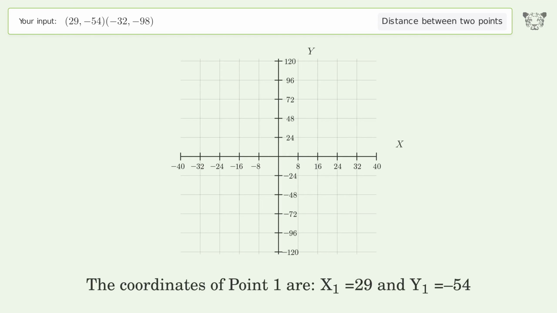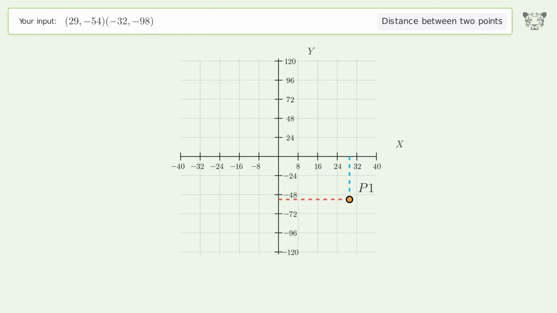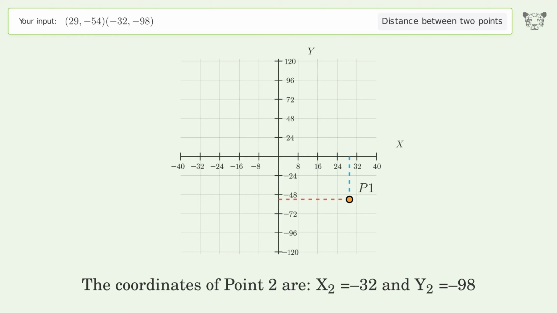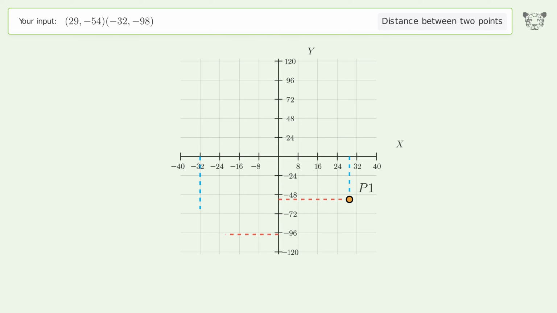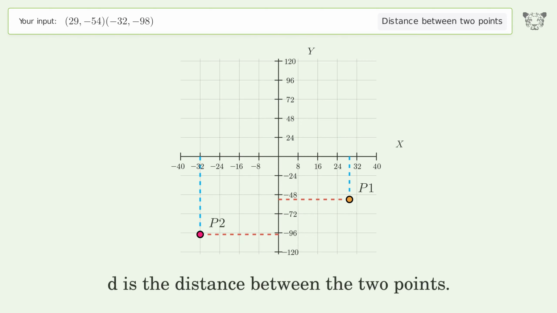The coordinates of point 1 are x1 equals 29 and y1 equals negative 54. The coordinates of point 2 are x2 equals negative 32 and y2 equals negative 98. D is the distance between the 2 points.